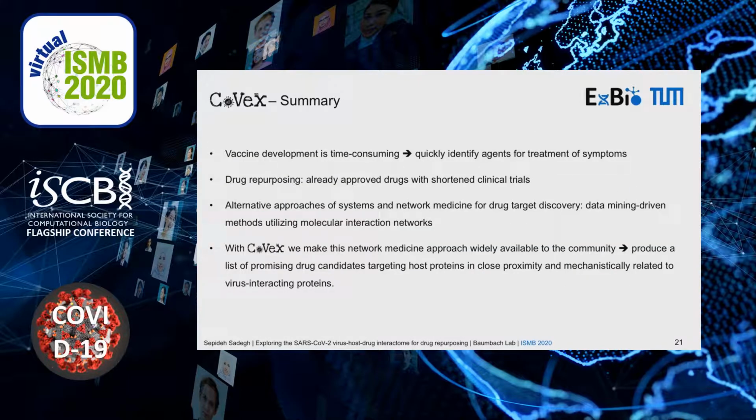So to give you a summary, since the development of safe and effective vaccines is a time-consuming process, the alternative to mitigate the damage by the SARS-CoV-2 pandemic is to quickly identify agents for the treatment and control of COVID-19 symptoms. A particular interest lies in drug repurposing, since already approved drugs can go through shortened clinical trials within months rather than years. Systems and network medicine offer alternative approaches where the process of drug target discovery is driven by computational data mining methods utilizing molecular interaction networks.